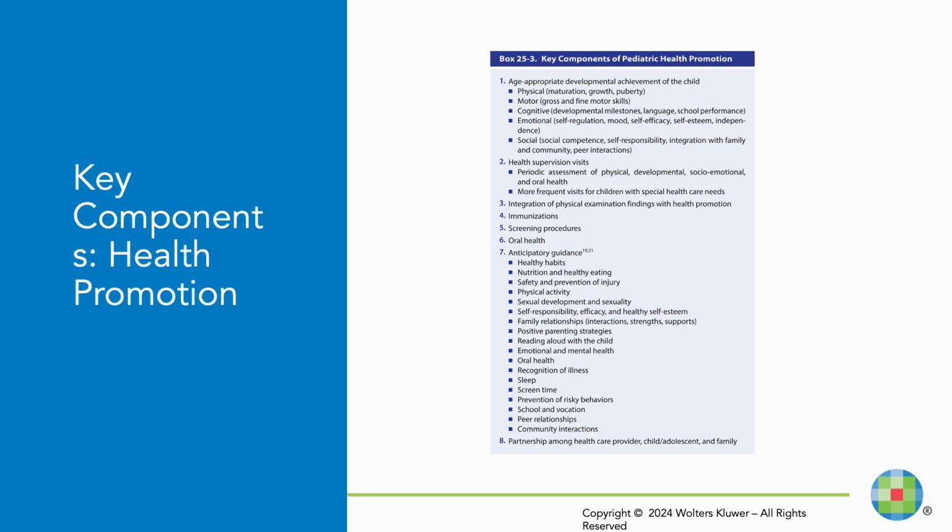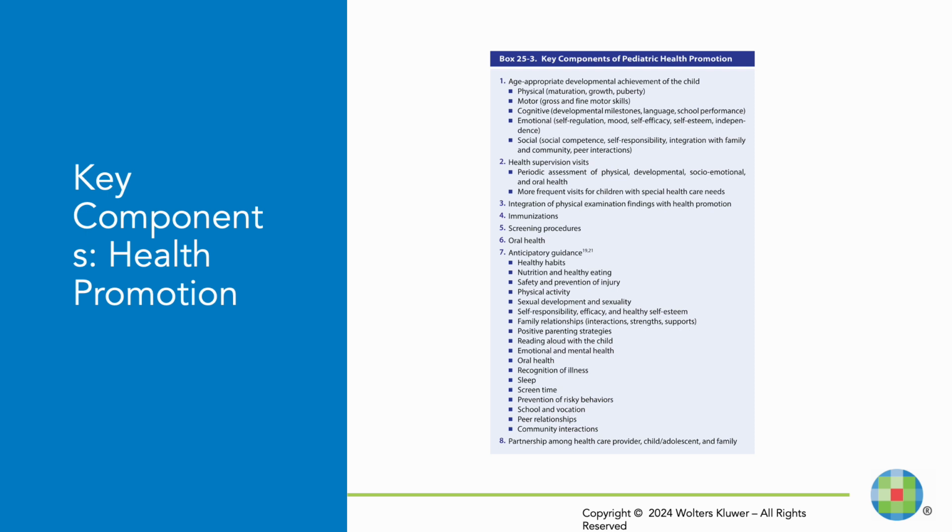Now, when you think about key components of pediatric health promotion, there are some things. First, let's talk about the age-appropriate developmental achievements of the child. We were talking about physical growth and development. Have they matured? Are they on track for where they should be? If they are adolescent, have they reached puberty? What are some obvious signs that are telling of this? How tall are they? What is their motor, gross and fine motor developmental skills?